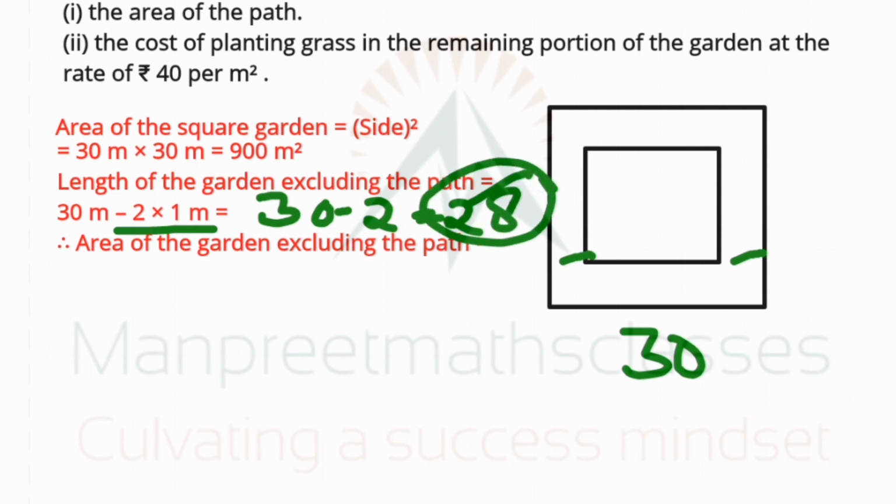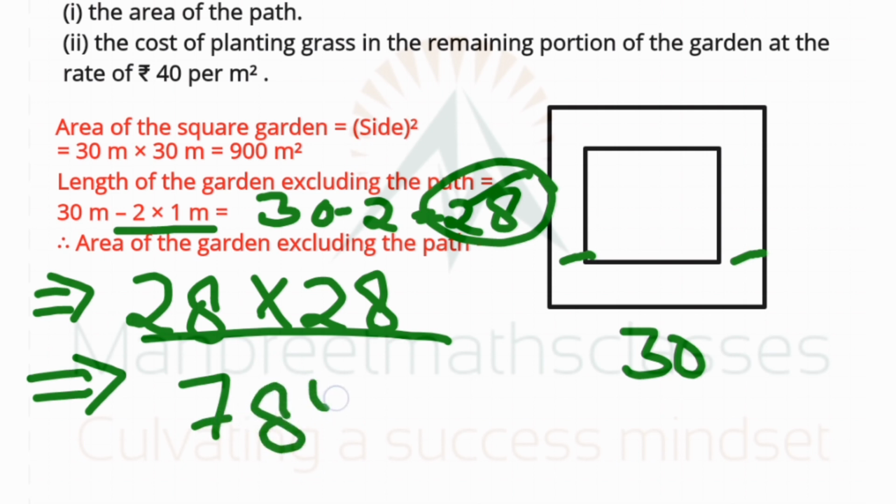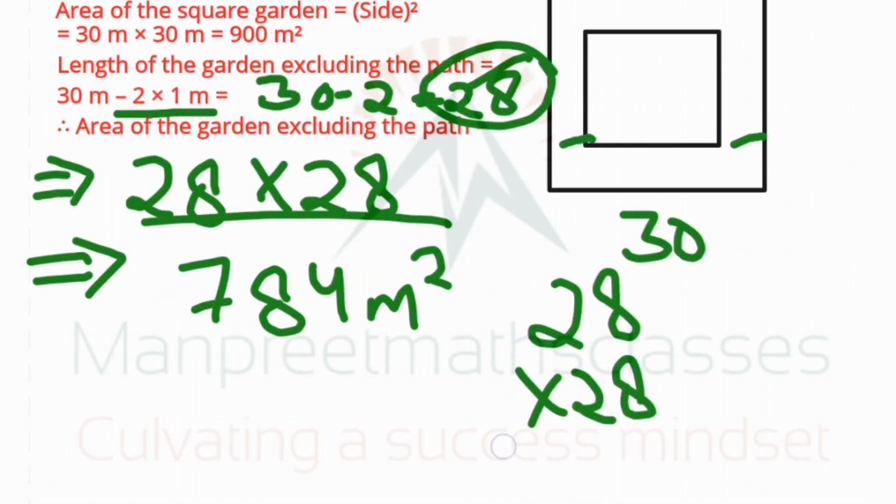Now we will calculate this area. So again we are going to use same formula, side into side. So 28 into 28. Now if you don't know these squares, I'll put the link in the description box. Go through there and learn these squares till 30. So that will save your time. Now if you know the square of 28, you will directly write 784 meter square. If you don't know, you are going to use this traditional method.